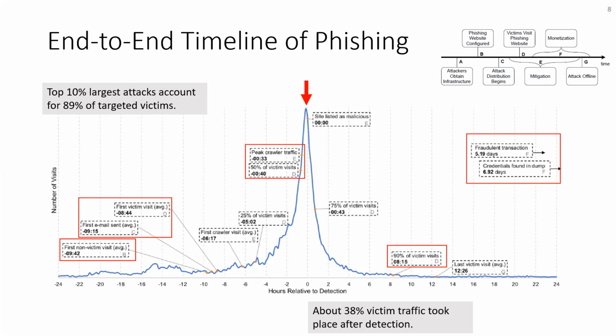Yes, not the organization. The top 10% of the largest attacks account for the attacked victims. So it means that these victims are being attacked frequently. And how could that be? There's no point in asking the victim to keep typing in his or her credential information, right? So why do 10% of the largest attacks account for 89% of the attacked victims?